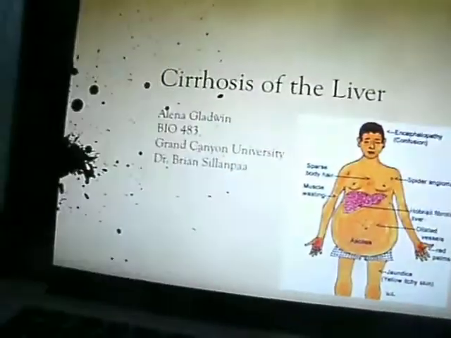Hello, my name is Alina, and I'm going to be teaching you a little bit about cirrhosis of the liver today. So, as you can see, this is a picture of a guy who has cirrhosis.